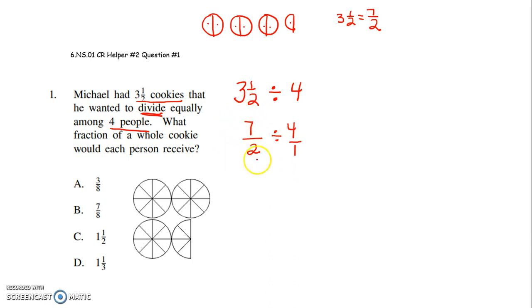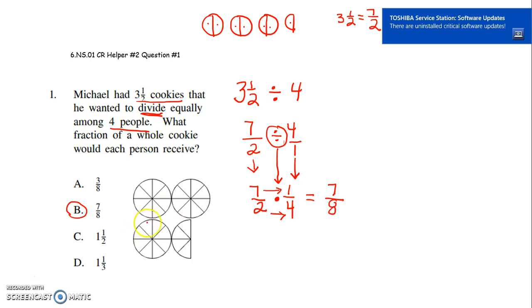At that point, your teachers may have taught you drop, change, skip, flip, multiply. I'm not sure of the little saying they taught you. But what you want to do is keep the first fraction the same. You want to change your division to a multiplication. And then you want to take the multiplicative inverse of 4 over 1. You just want to flip that over and make it 1/4. At that point, you can multiply straight across the top, straight across the bottom. 7 times 1 is 7. 2 times 4 is 8. Each of those friends will get 7/8 of a cookie.